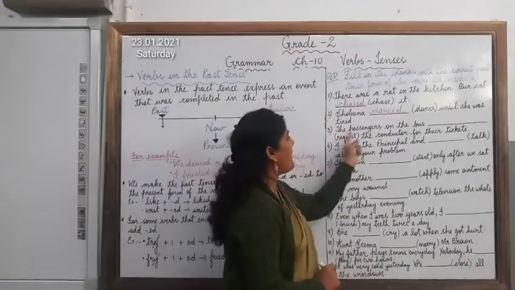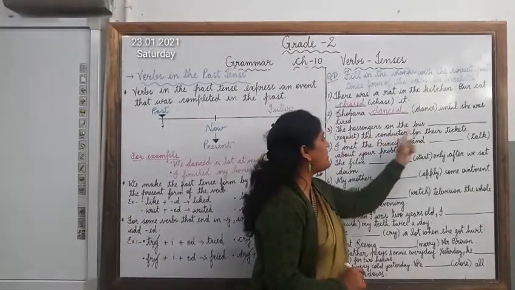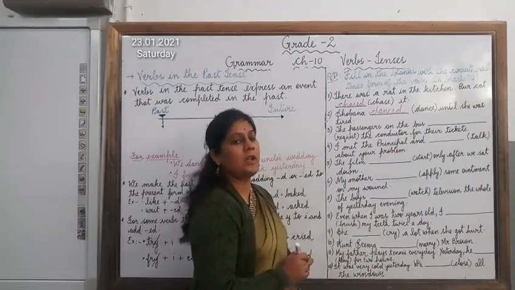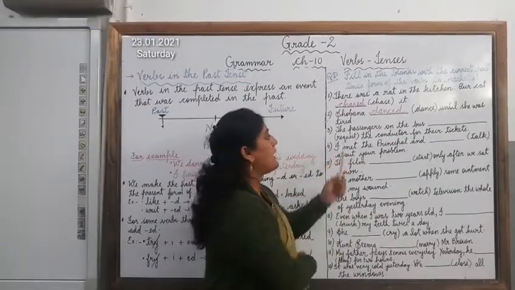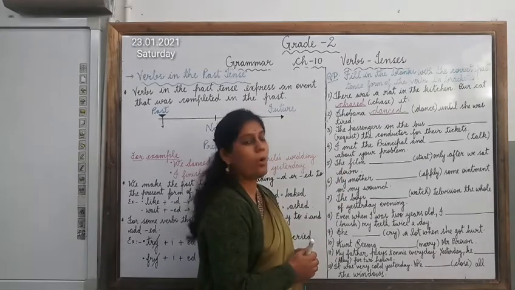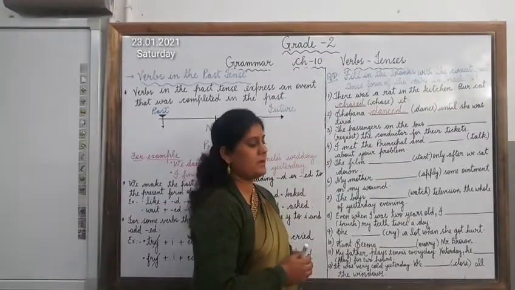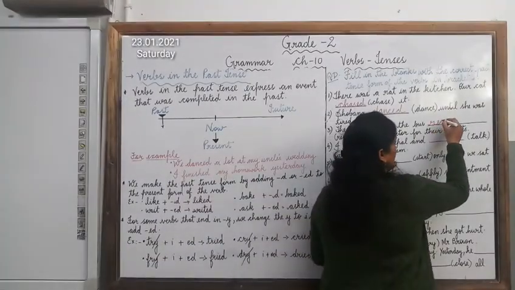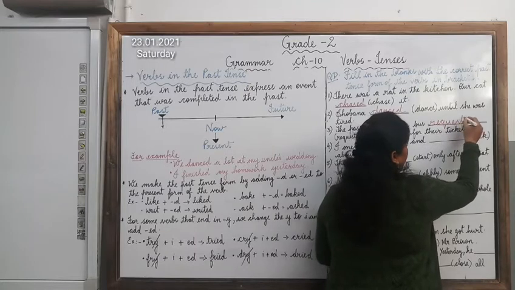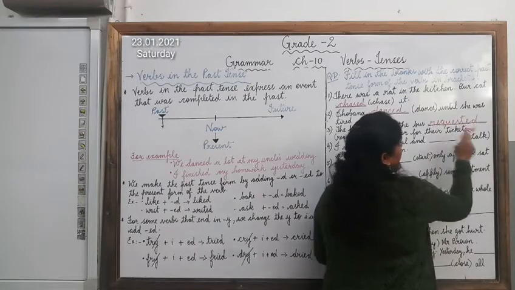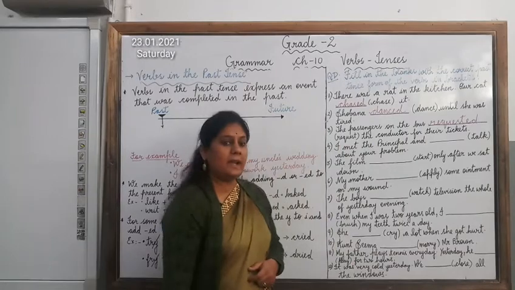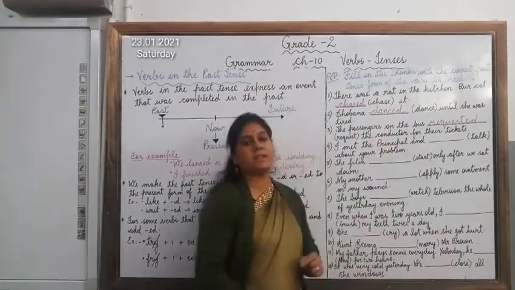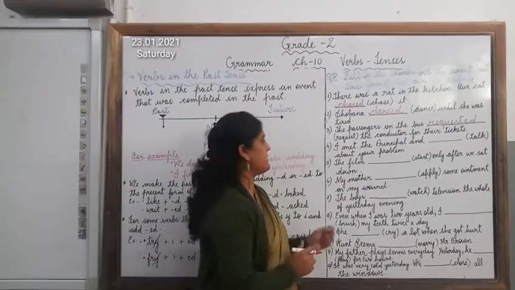The third is: the passengers on the bus dash the conductor for their tickets. Now here the verb given to you is request. So what is the past form of request? We will just add ed to the verb request. So it will become requested. R-E-Q-U-E-S-T-E-D, requested. So the passengers on the bus requested the conductor for their tickets.